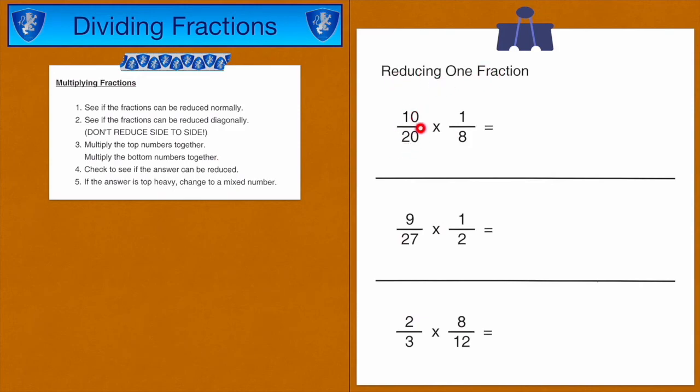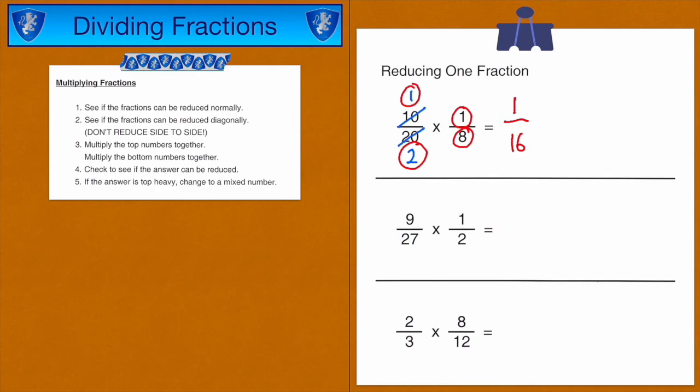Now if you look at 10 and 20, we know they're both in the 10 times table, so we can divide both of those by 10. Now what we do is we cross out the 10 and say 10 divided by 10 is 1. Then you cross out the 20 and you say 20 divided by 10 is 2. So we've reduced that fraction now. So when you've done your reducing, you multiply the top numbers together and then you multiply the bottom numbers together. And that's your answer, 1/16.